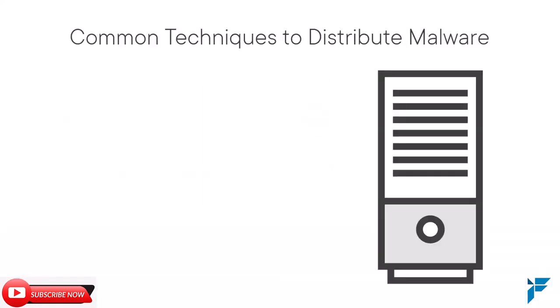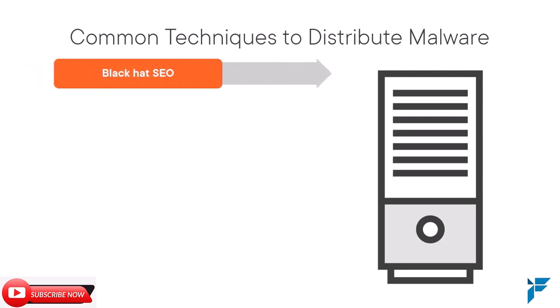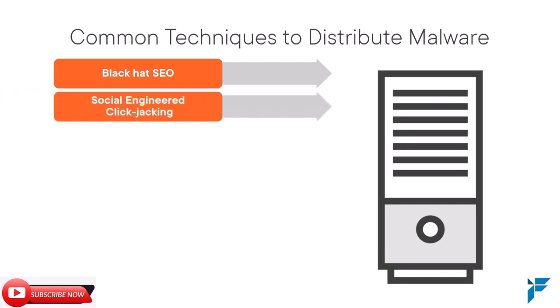Now, as far as some common techniques to distribute malware, we have things like black hat SEO, search engine optimization. This goes back to the aspect of when you do a Google search or a DuckDuckGo search and you type in WinZip, is the first entry that you're about to click on the actual vendor, right? Talked about that earlier. We also have social engineered clickjacking, where the attacker is going to inject malware into websites that appear legitimate to trick users into clicking them.